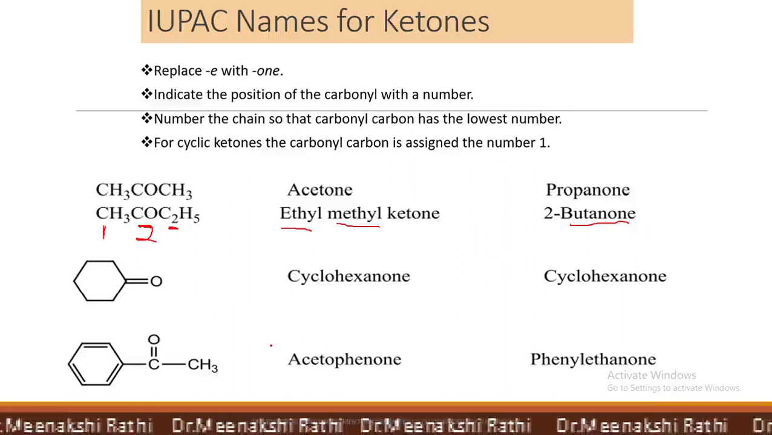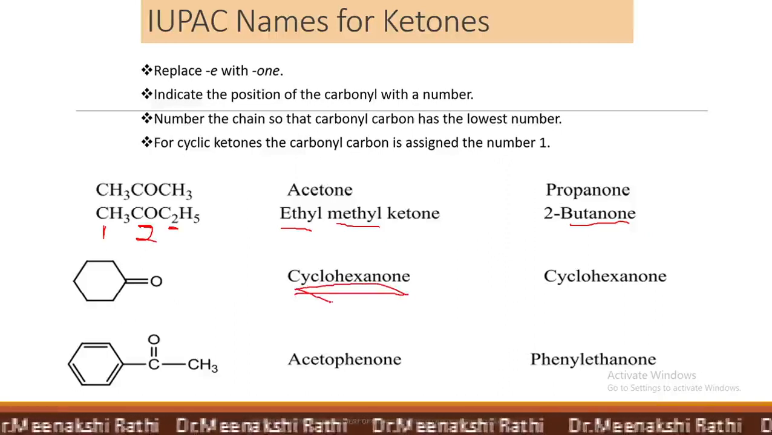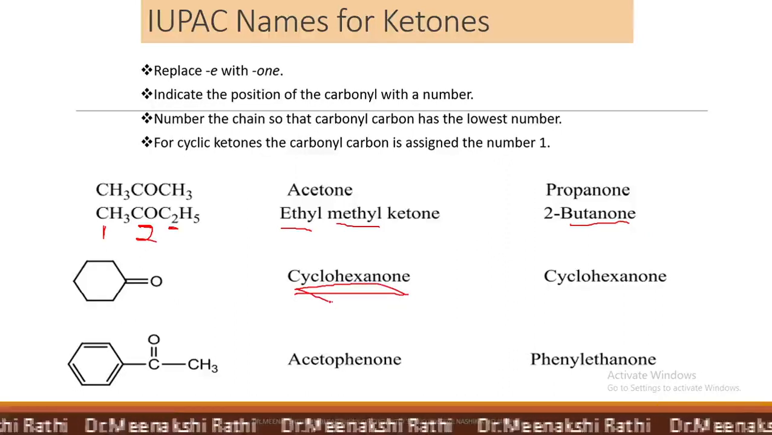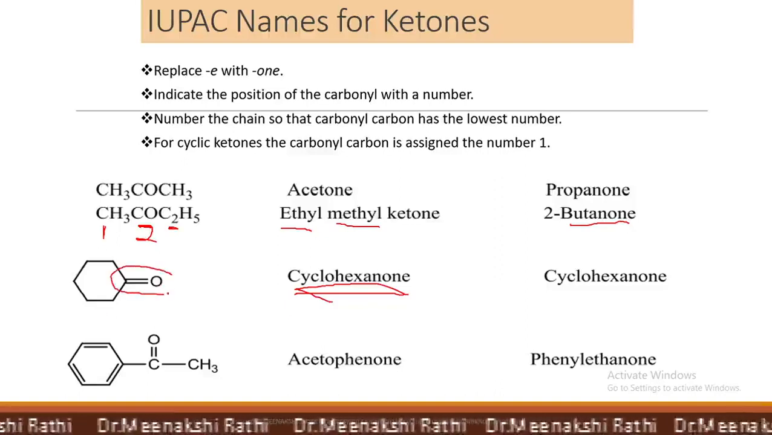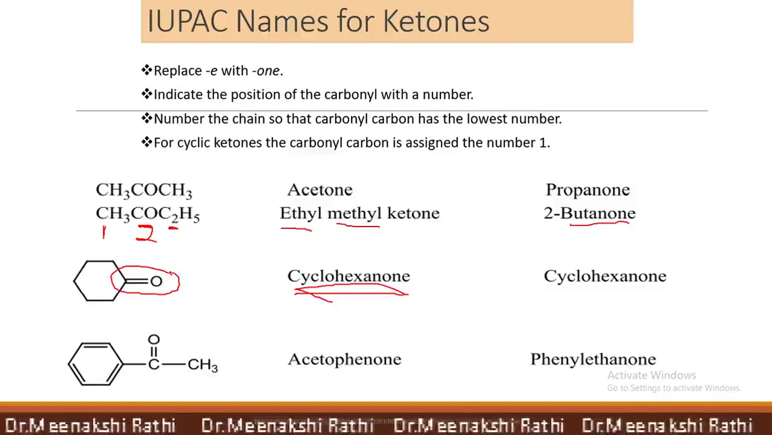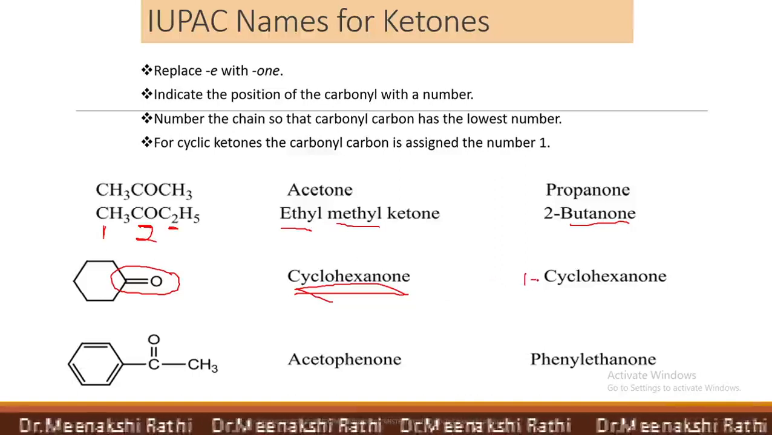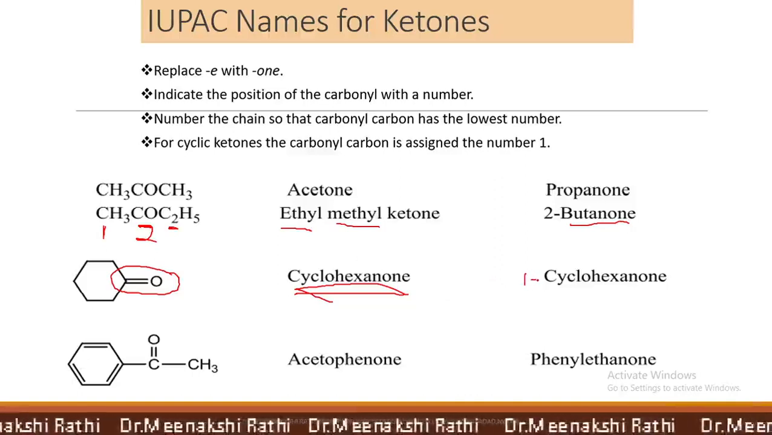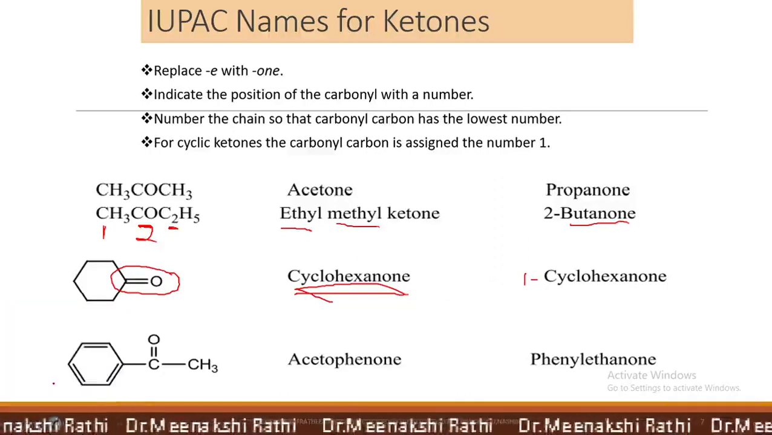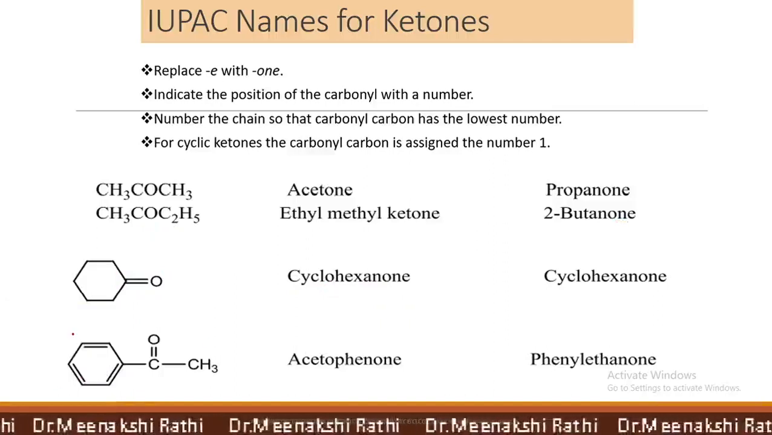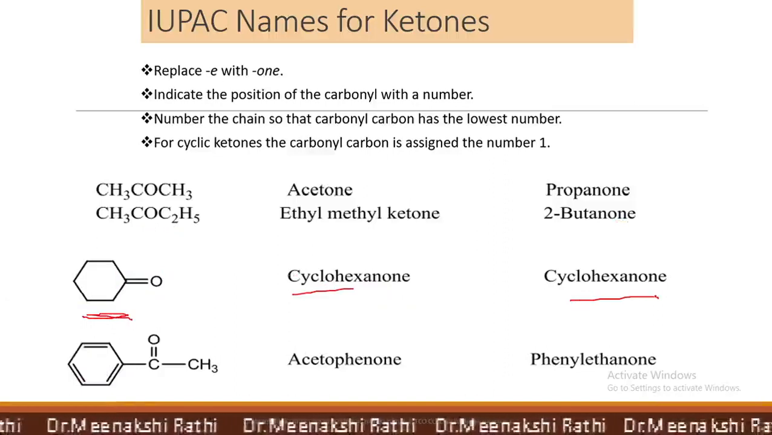Next example, here its common name is cyclohexanone. If we consider the cyclic ketone, the lowest number or the first number is given to the carbonyl group. So here we can write 1-cyclohexanone, but it is always 1-cyclohexanone, so there is no need to write the number one. Simply we can write cyclohexanone. So you can see that for this compound, its common name and IUPAC name are the same.